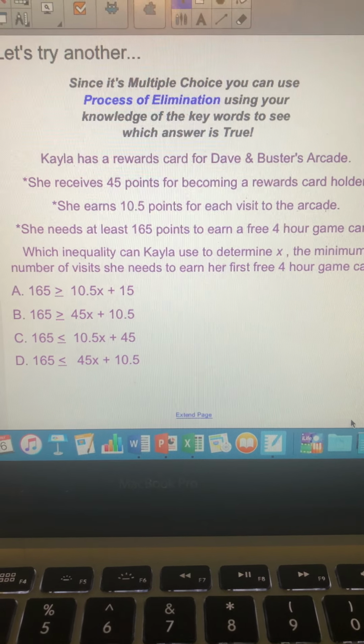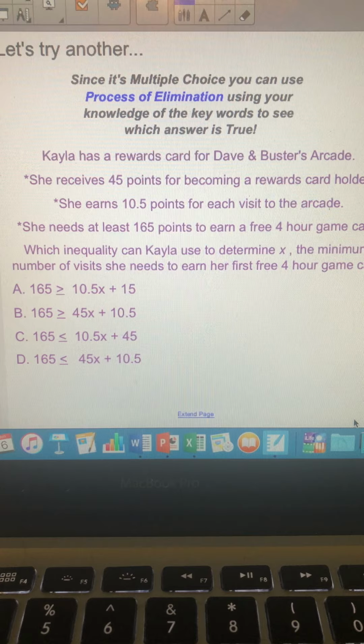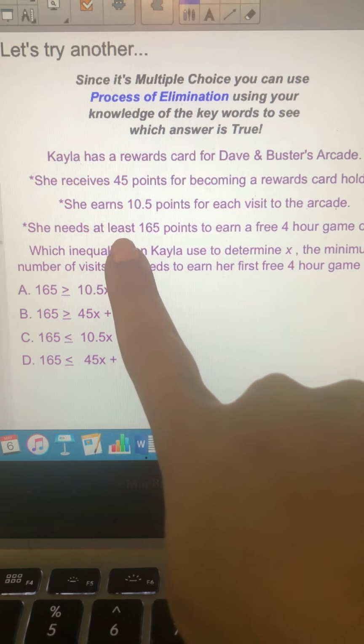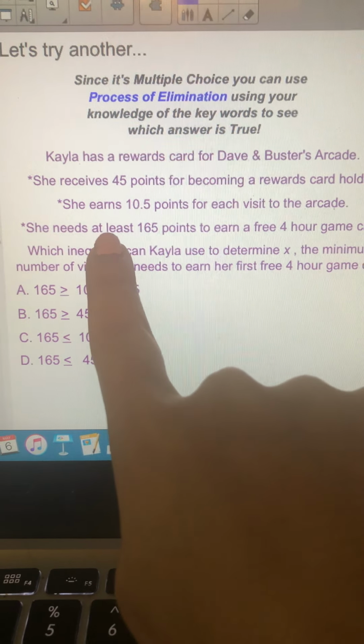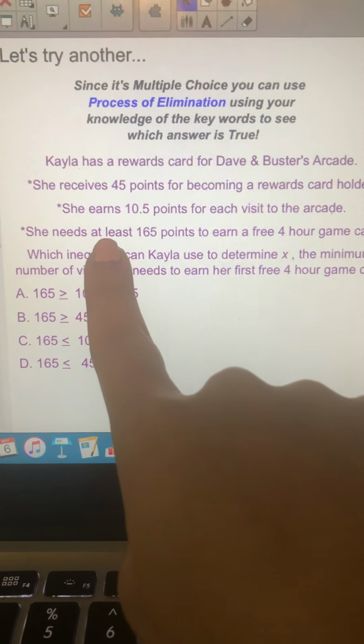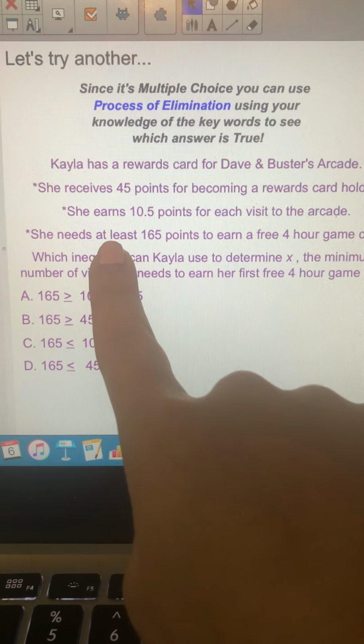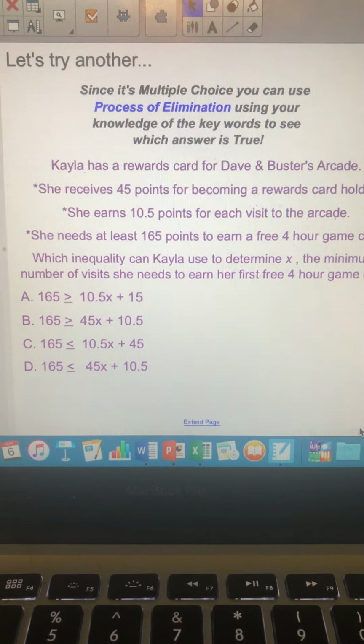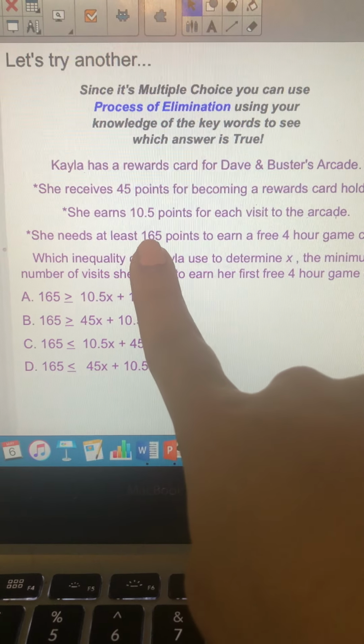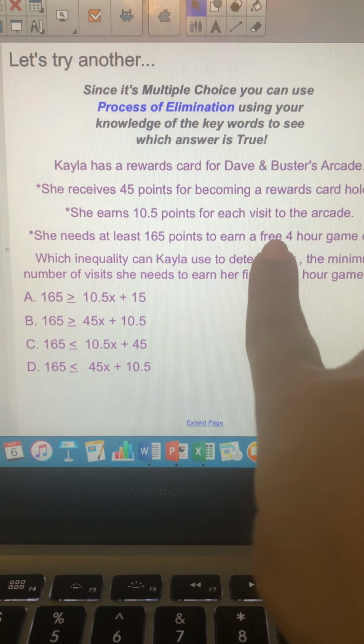One definitely stands out to me. It's something that we actually just discussed. And that word would be "at least," right? So "at least" indicates to me that our inequality sign is going to be greater than or equal to. She needs 165 points to earn the free 4-hour game card or more.